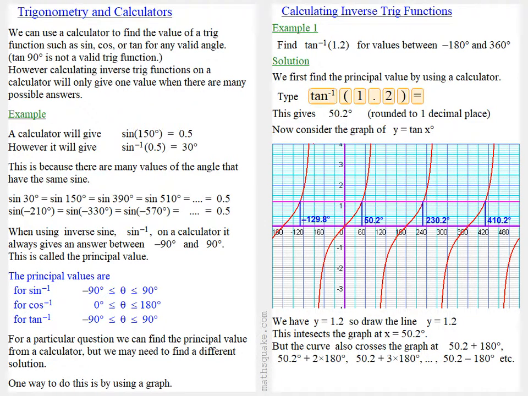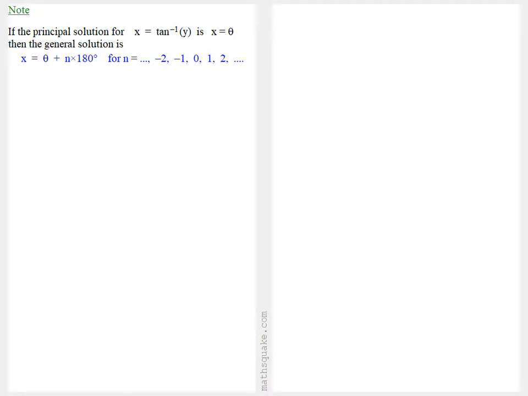Now, if we take those values which lie between minus 180 and 360 degrees, we get the answer. The inverse tan of 1.2 could be 50.2 degrees, or 230.2 degrees, or minus 129.8 degrees. Note, if the principal solution for x is the inverse tangent of y is x is equal to theta, then the general solution is x is equal to theta plus n times 180 degrees, where n can take any integer value.